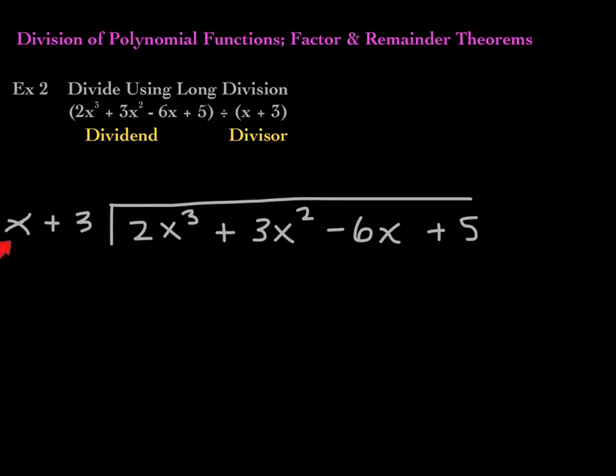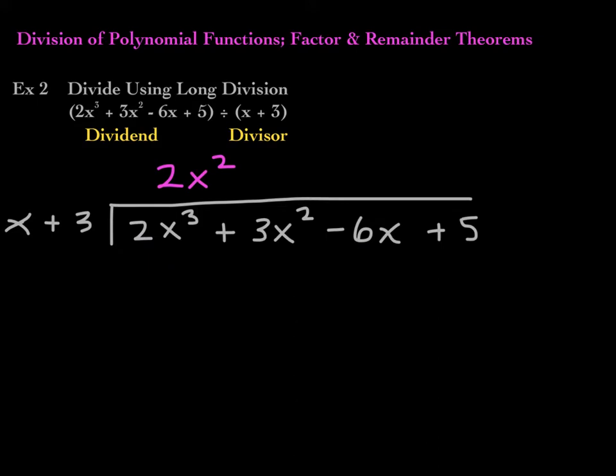You're going to ask yourself this question. What do I multiply x by in order to get 2x cubed? X times something gives me 2x cubed. X times 2x squared gives me 2x cubed. So I'm going to write that up here. So it's x times 2x squared that will give me 2x cubed.